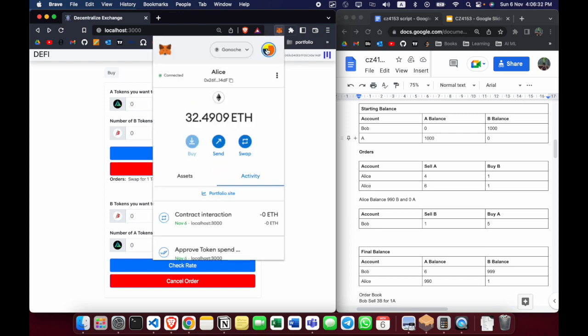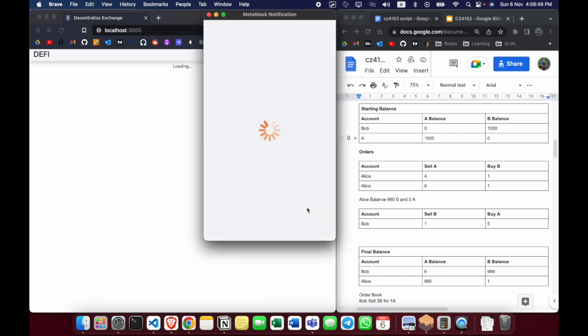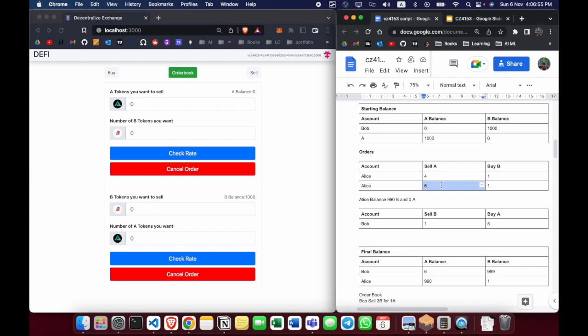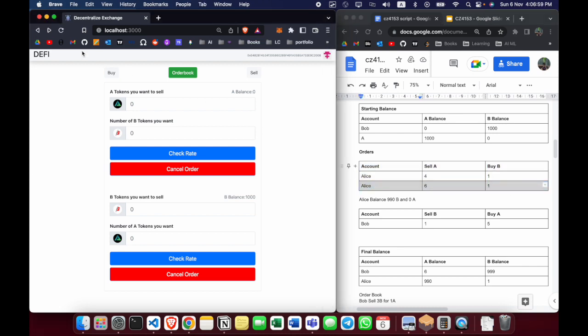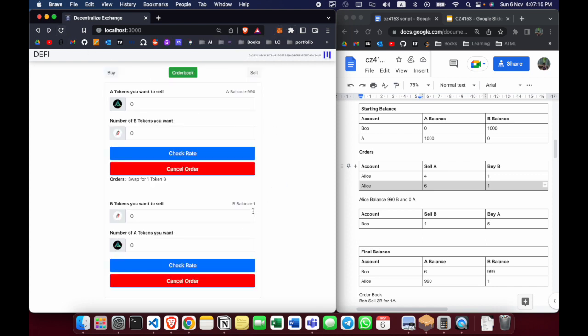So now let's switch over to Bob. Bob, on the other hand, has a balance of 1000 B tokens. He will now submit a sell order for 1 B to receive 5 A tokens. So this order will be filled instead. And Bob will receive 6 A tokens and minus 1 B token. Whereas for Alice, she'll receive the 1 B token, but one of her orders will still be inside the system.